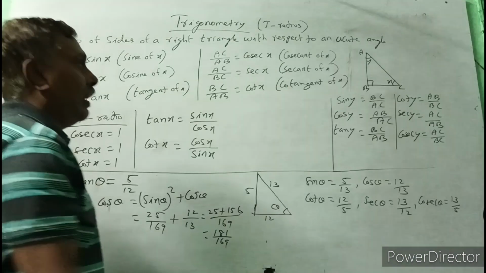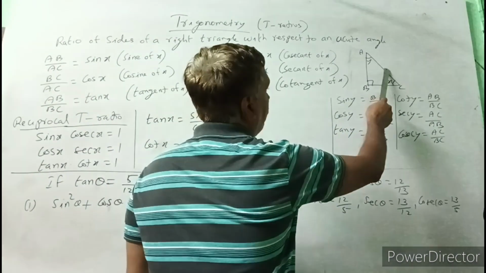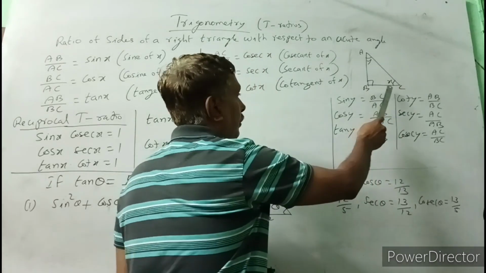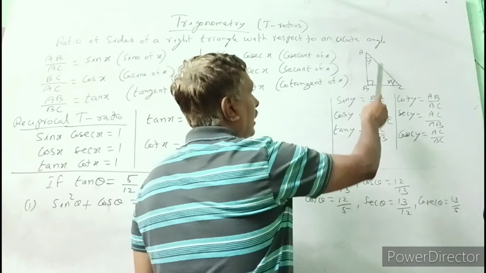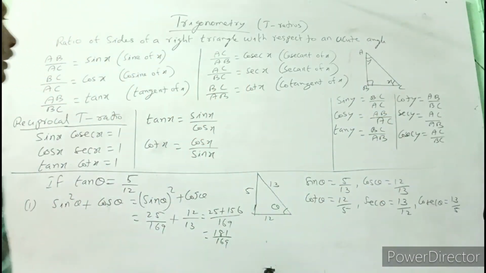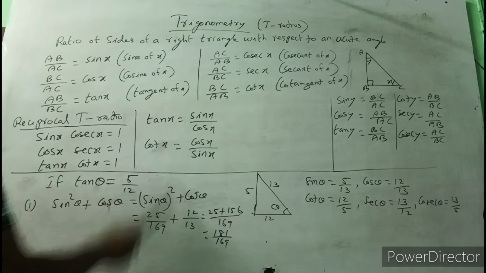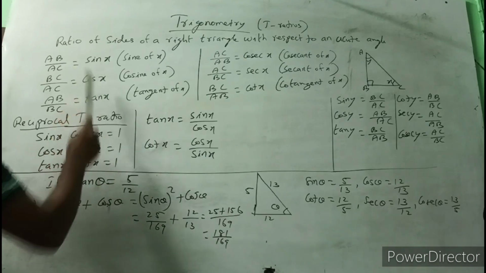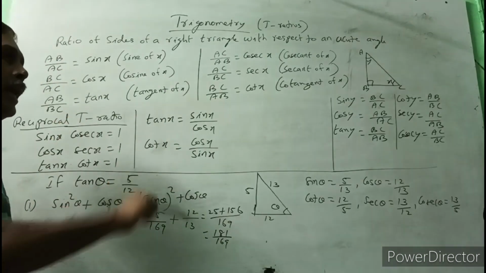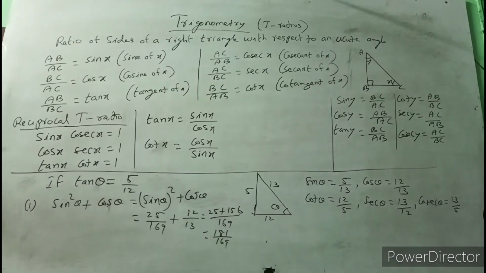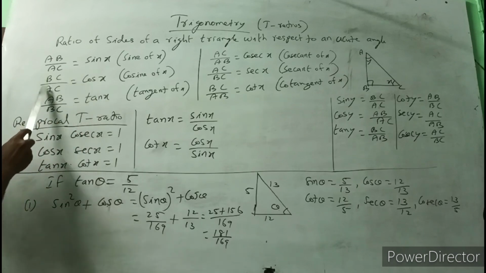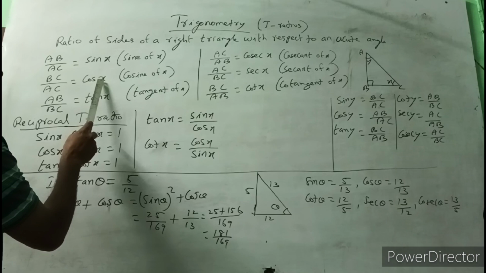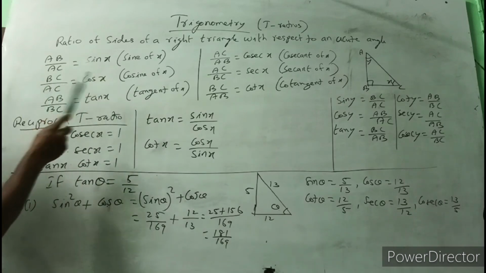Similarly, the ratio BC upon AC with respect to X: BC is the adjacent side of the angle X divided by the hypotenuse. That is called the cosine of X. Here I put a co, meaning complementary, of sin X. That is cosine of X. In short, we write cos X. So cos X is equal to BC upon AC, where BC is the adjacent side of angle X upon the hypotenuse of the triangle.